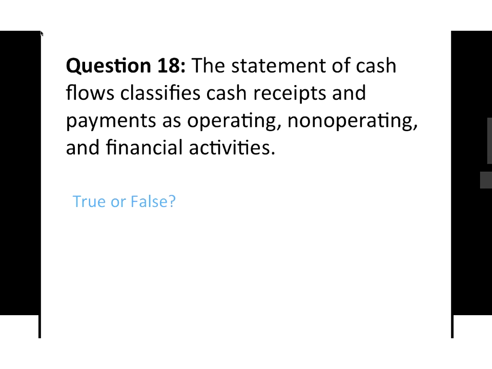Okay, now, before I send this one out to you, I want to say on this one, when you read this one, read it closely. The statement of cash flows classifies cash receipts and payments. So what it's asking you in this question is, what are the three types of activities on the statement of cash flows? So it's saying true or false. The statement of cash flows classifies cash receipts and payments as operating, non-operating, and financial activities. Is that true or false?